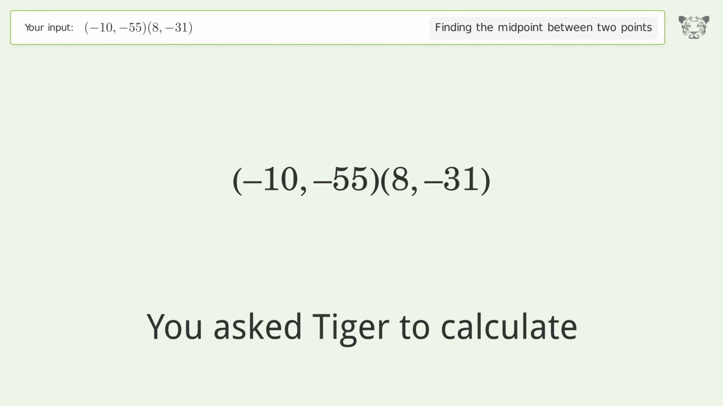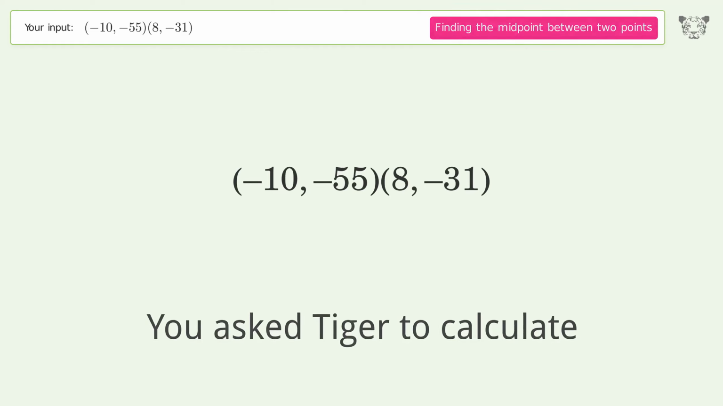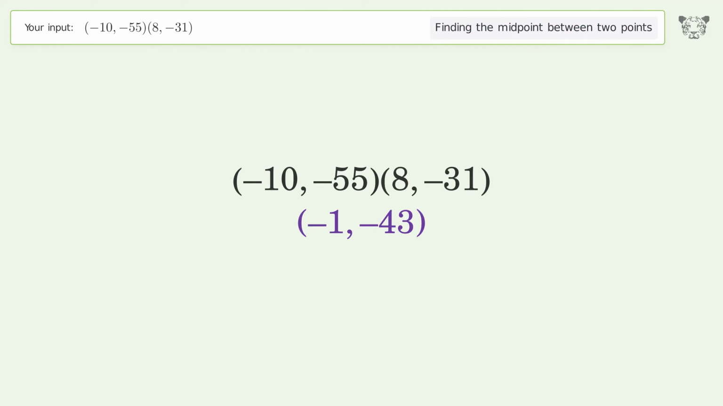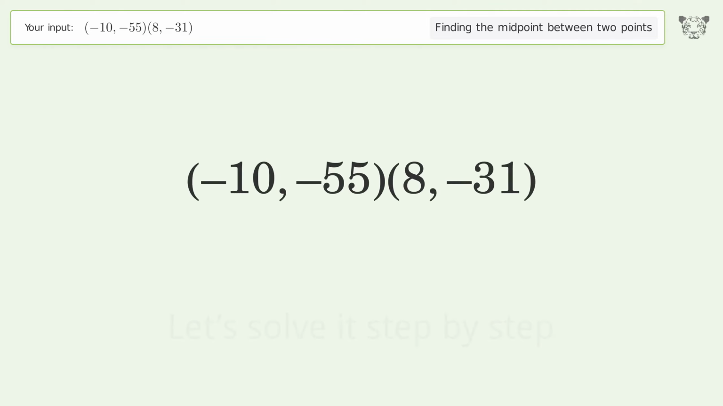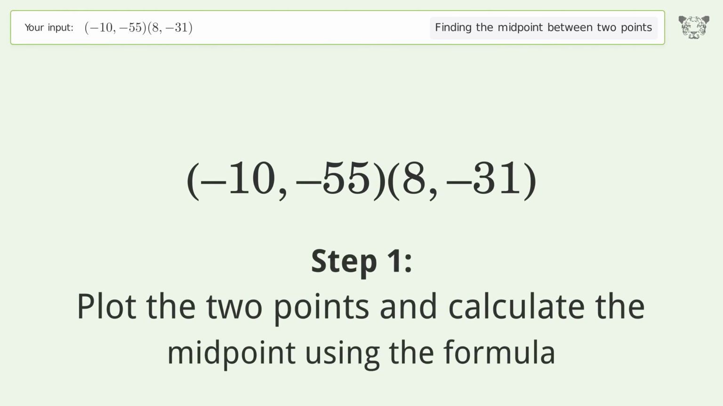You ask Tiger to calculate. This deals with finding the midpoint between 2 points. The midpoint between the 2 points is -1, -43. Let's solve it step by step. Plot the 2 points and calculate the midpoint using the formula.